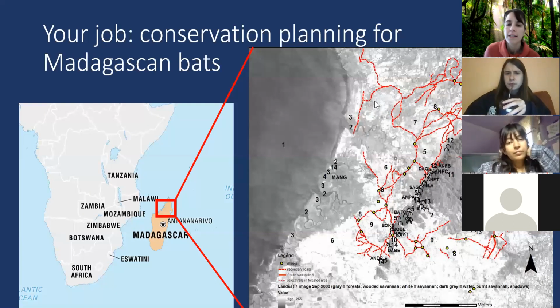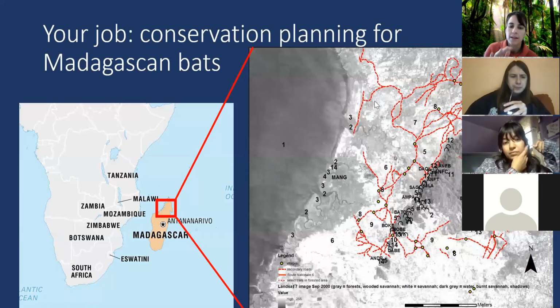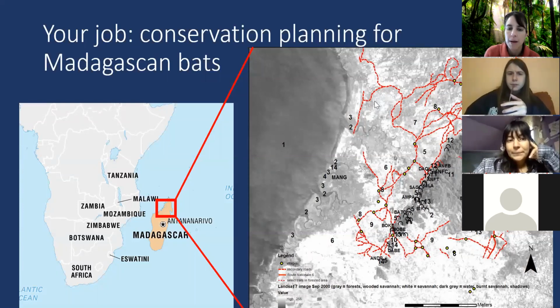So this map is in your workshop, and it's explained a little more there. But this is the study area. It's northern Madagascar. The little yellow dots are villages. The dashed line, all the red lines are trails or roads.